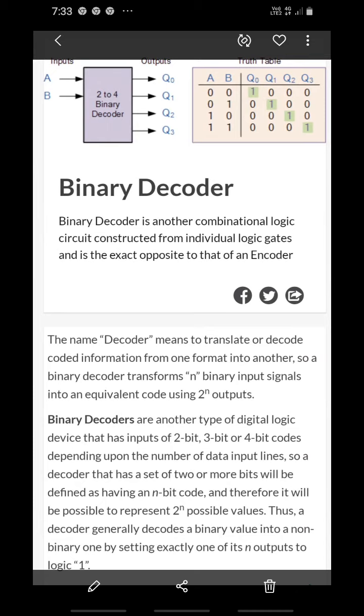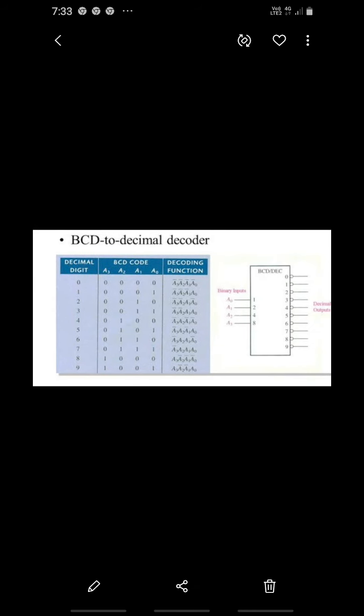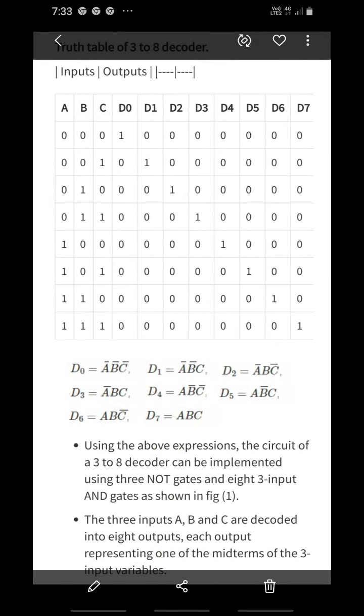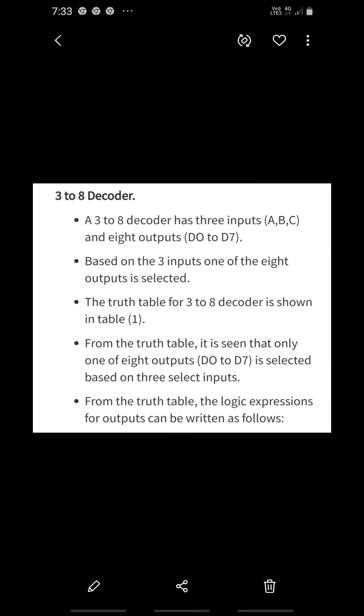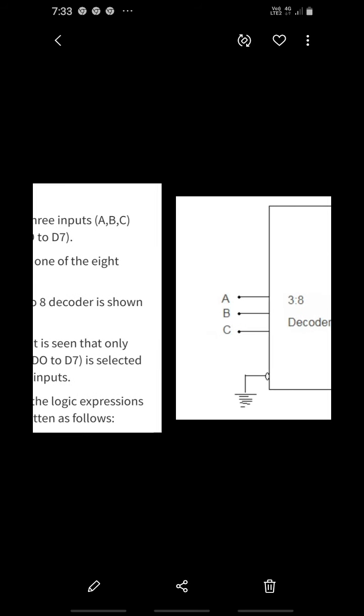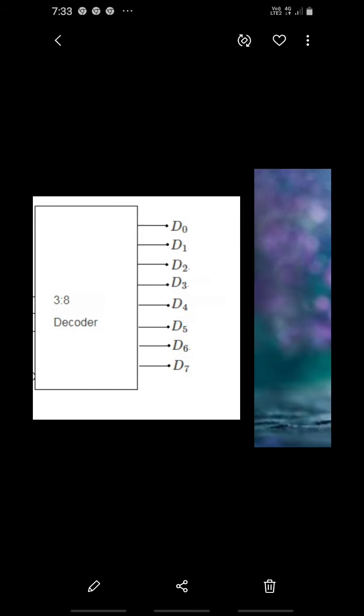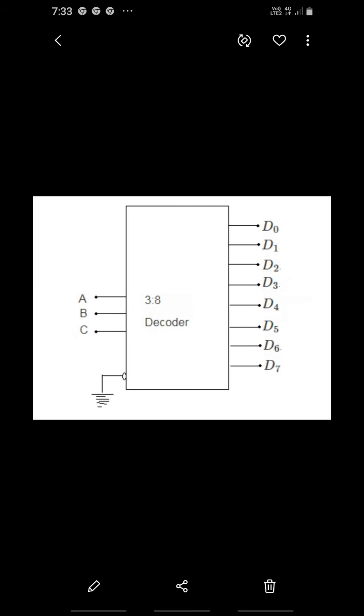Next, I will explain the 3 to 8 decoder. Here 3 means input lines and 8 is the output. So here n is equal to 3 and the outputs are 2 power n, that is 2 power 3 is equal to 8 different outputs.